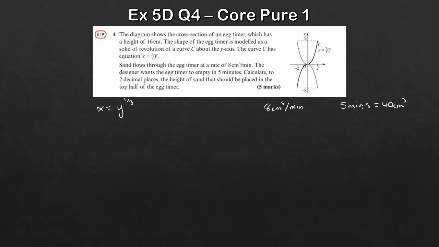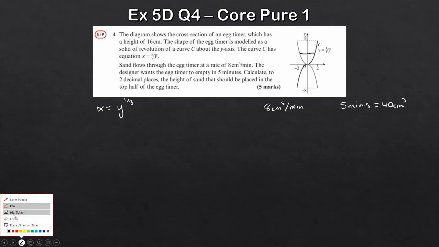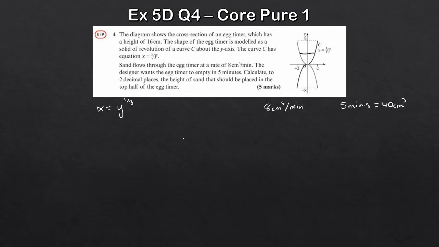And it wants us to calculate to 2 decimal places the height of the sand that should be placed in the top half of the egg timer. So, in essence here, we're going to rotate this around the y-axis, and what we're actually looking for is a point. If I just change my pen colour, we're looking for a point, say, it might be here, it could be here, might even be up here. But we're looking for a point, so we just mark it there, of where the sand would be, in the case that it's emptied in 5 minutes. So, change it back to white. Let's have a go at solving this.